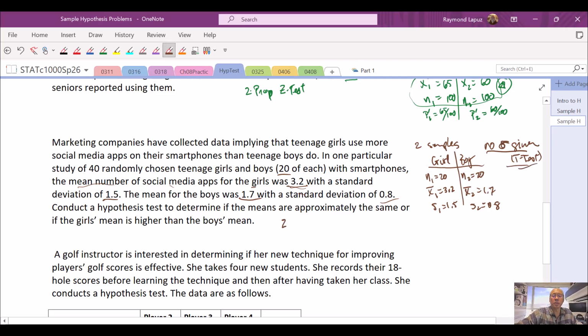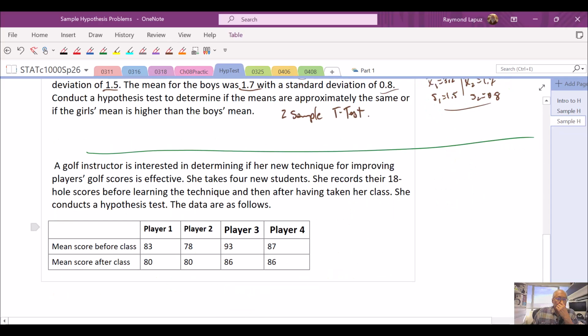So this is going to be a two-sample t-test. When we had a one-sample t-test, we figured out the degrees of freedom because it was easy enough. The degrees of freedom for this t-test is a little bit more complicated, so we're not going to go through that because our calculators and computers can figure it out for us. Okay, that's it. And let's do one more.